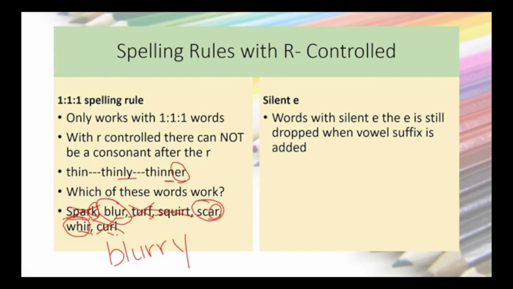Next, we're going to talk about silent E. Words with the silent E, the E is still dropped when the vowel suffix is added. Examples of these are words like nerve, swerve, and serve. And in all of these, remember, we're talking about ones where you have an additional consonant added on. So in all of these, it's this V. In order to make this work, say I were to do the word nervy, I would write nerve without the E and add a Y on the end.